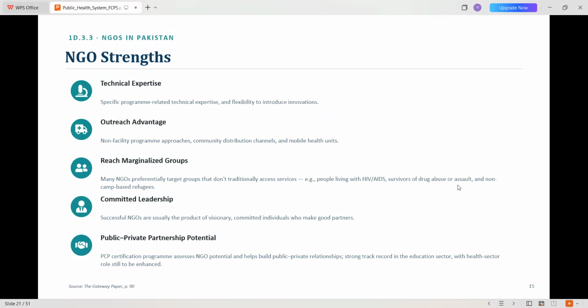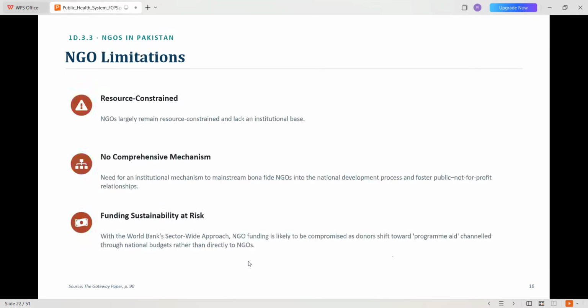The strengths of the NGOs are program-specific technical expertise, outreach advantage, non-facility program approaches, community distribution channels, and mobile health units that reach marginalized groups. Many NGOs target groups that do not traditionally access services, for example, people living with HIV/AIDS or those with drug abuse problems. They also have community leadership and public-private partnership potential. The public-private partnership certificate program assesses NGOs' potential and helps build public-private partnerships.